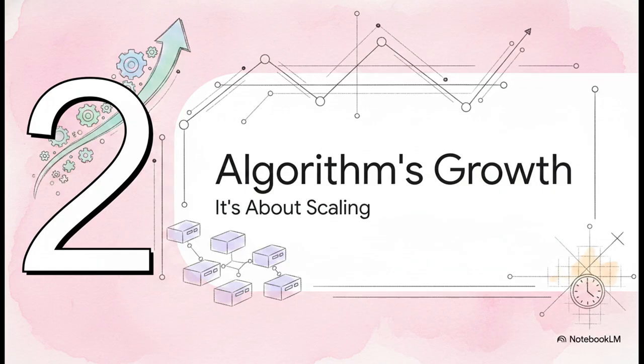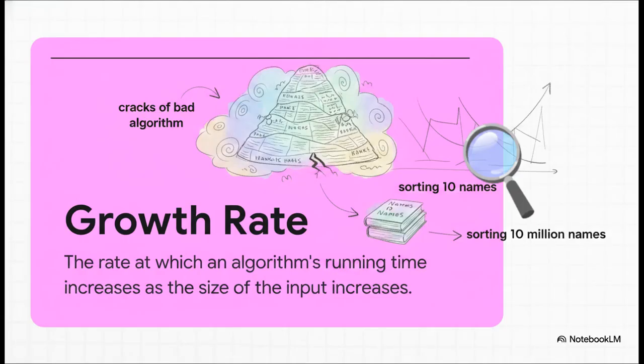Because here's the secret. Efficiency isn't really about raw speed in seconds. It's all about how well an algorithm scales. So what's a growth rate? It's basically how much slower an algorithm gets as the job gets bigger. Think about it. Sorting a list of 10 names is easy. Any method is going to be fast. But sorting 10 million names? Whoa, now we have a problem. That's where a bad, inefficient algorithm just completely falls apart.